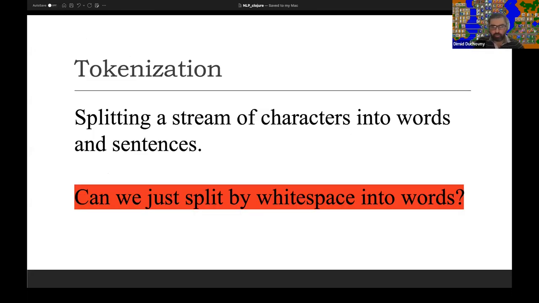Now I have a question for you. Can we simply, in English, use white space to tokenize the text? No, don't we have lots of hyphenated words and other cases where that would be too blunt of a tool? Yes, exactly. Thank you, Ryan.